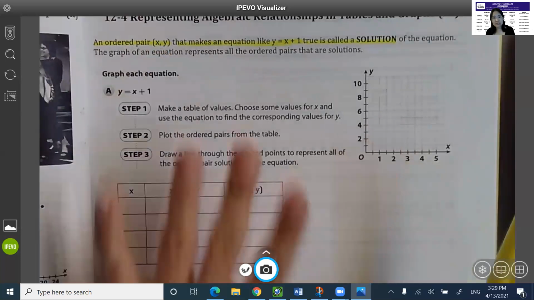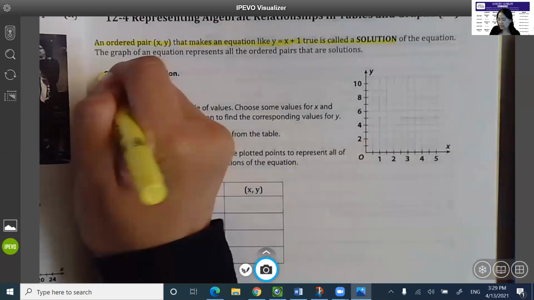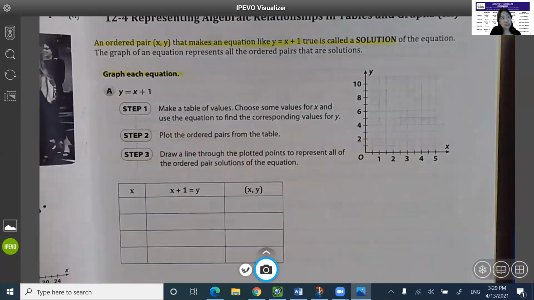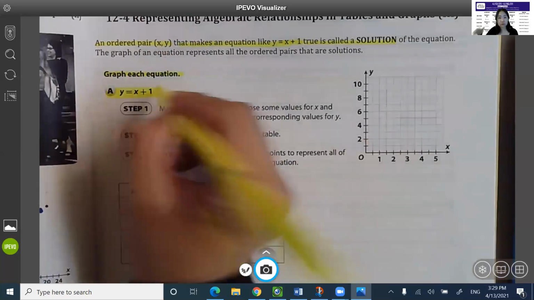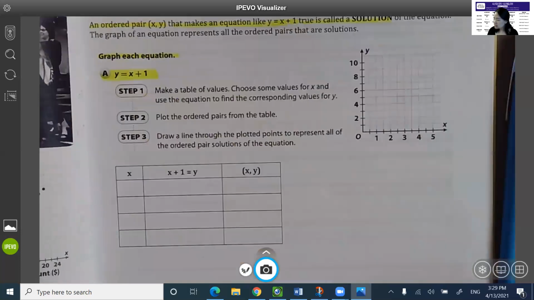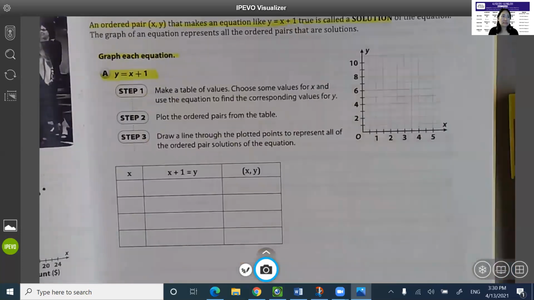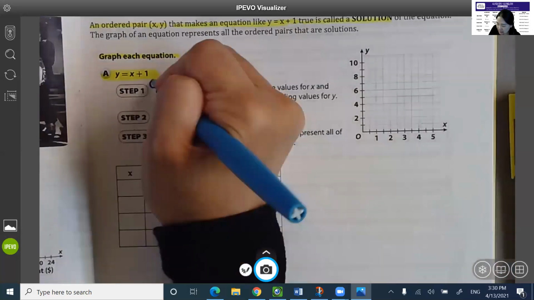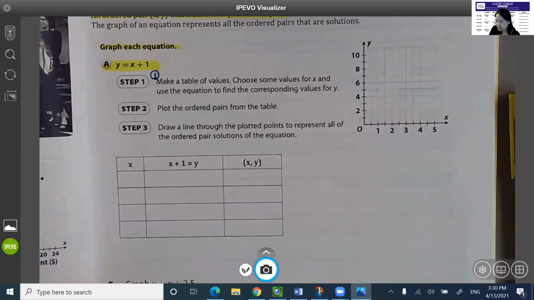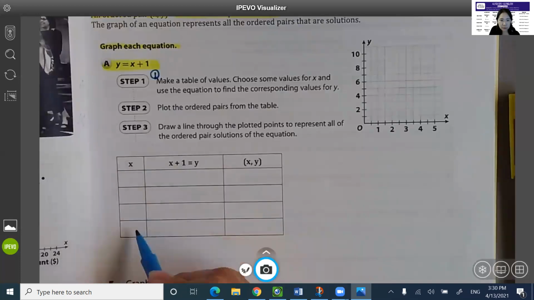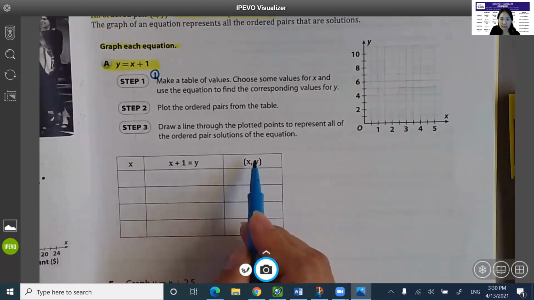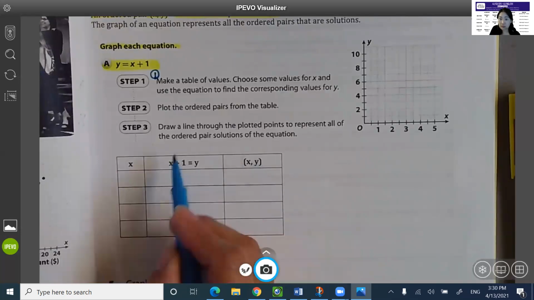So that's what this lesson is about, okay? It says graph each equation, and the equation they gave you for A is y equals x plus 1. So what I would like for you to do is take a couple steps. Step 1, first you're going to make a table of values. I would like for you to make a 3-column table and have about 3 or 4 rows, and we are going to look for the ordered pairs x comma y by solving this equation.